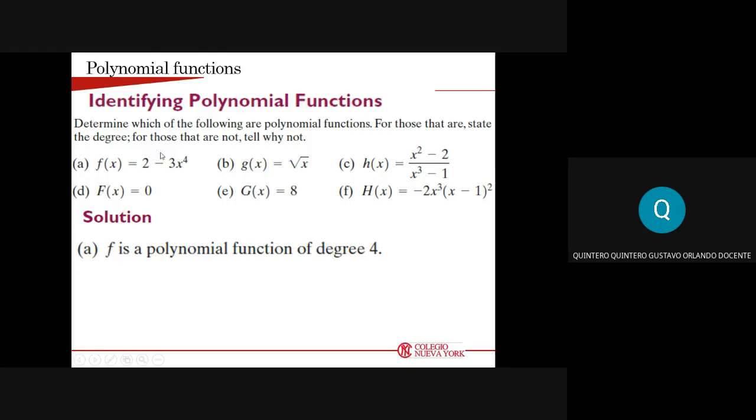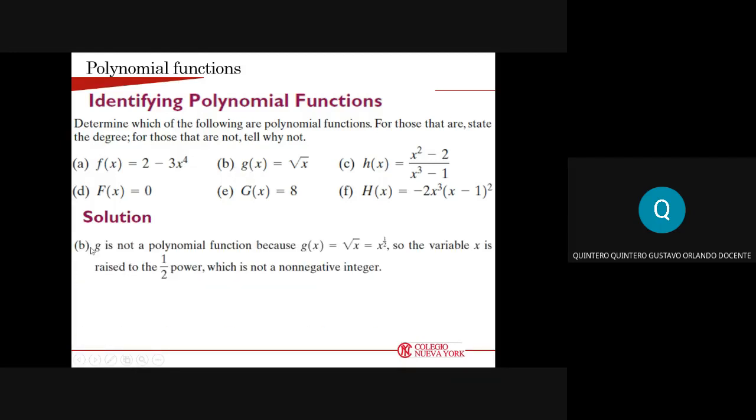Again, why do we know the degree is 4? Because it's the biggest exponent. Let's jump into the next one. Function G. Right, G is not a polynomial function. Why is this not a polynomial function? Well, because of the root. Look, roots can be expressed as exponents.